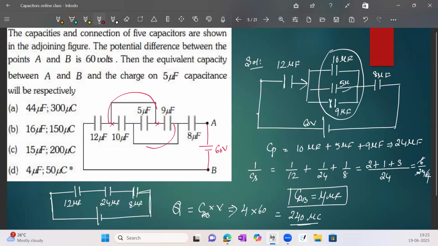240 is divided into the three parts. So what is the charge? We have to find out the charge, and it will come as option D. That will be the answer.